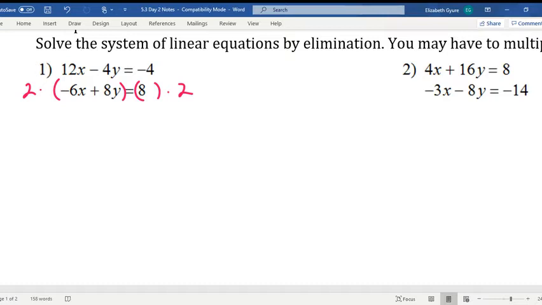So here's what we're going to do. Off to the side here, I'm going to rewrite this now, and I'm going to multiply by 2. So get ready. I'm calling on you because I don't know if we're awake. 2 times negative 6x. Aaron, what is 2 times negative 6x?